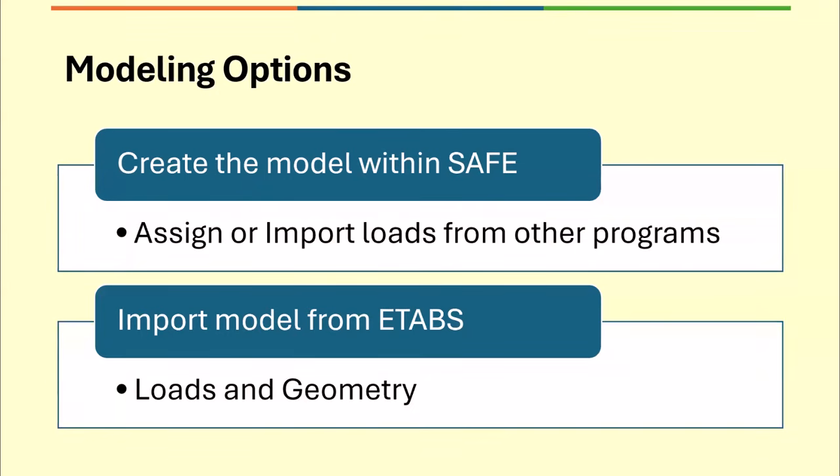Primarily, modeling options have two ways of creating the model. One is to create the model within the SAFE, because SAFE is a standalone program. You can create models directly, foundation system or the floor slab system. Our focus would be on the foundation system. So we can generate the geometry and joints where the loads are acting. And you can import loads from other programs instead of manually assigning through database editing tables option.